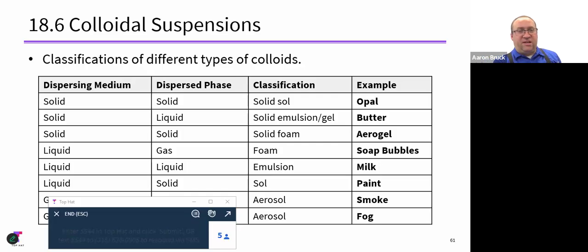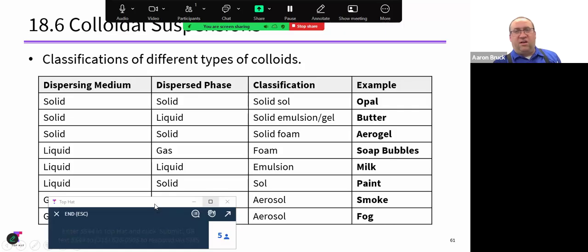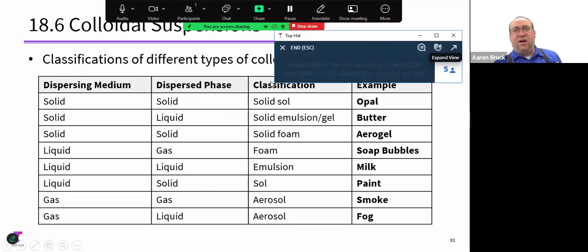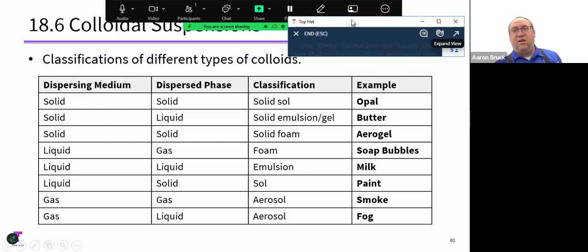But if we look at the list here, you can see there are a lot of examples of substances that actually are colloidal in nature, that are not true solutions, even though they kind of look like it.